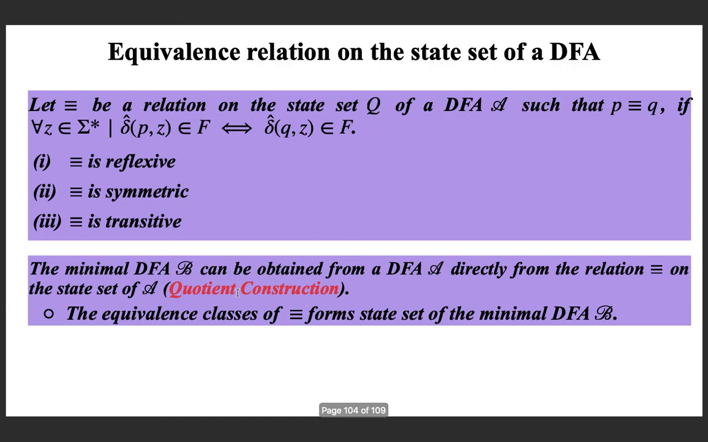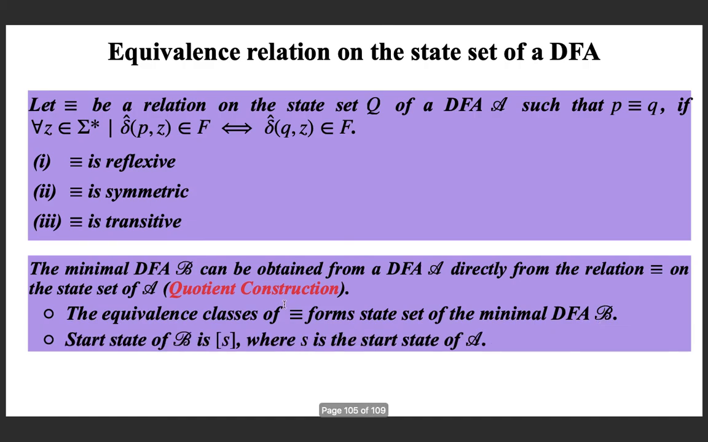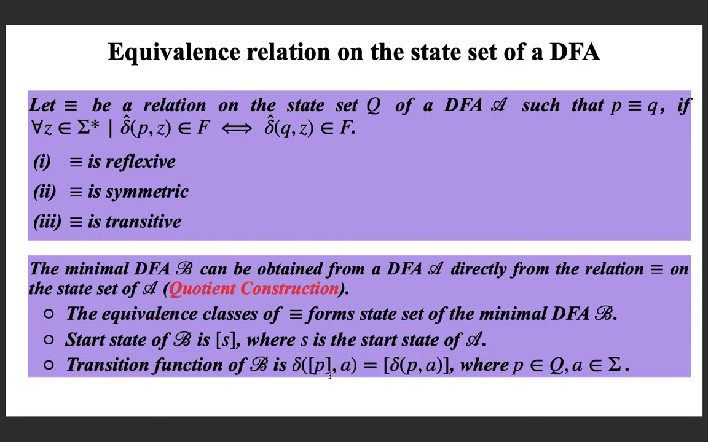I will give it to you quickly here. The equivalence classes of this relation are going to become the state set of B. That is exactly what we did in a different way. And the start state is nothing but the equivalence class of small s, which is the start state of the automaton A. And what are the transitions? The transitions are this. Equivalence classes are going to be the states. From the state represented by the equivalence class of P, on input a, the transition should go to the equivalence class of the state to which you can reach from P on a in the given automaton.